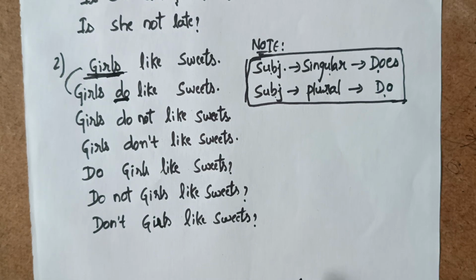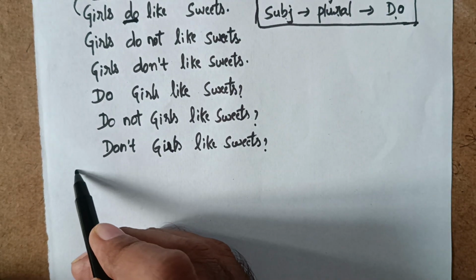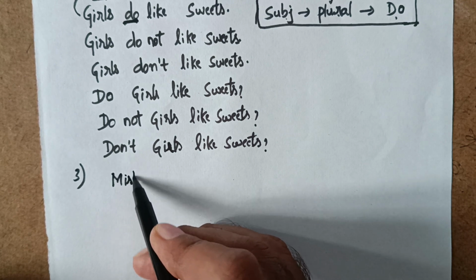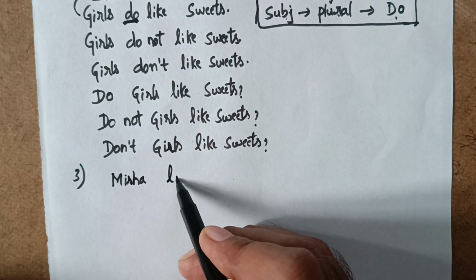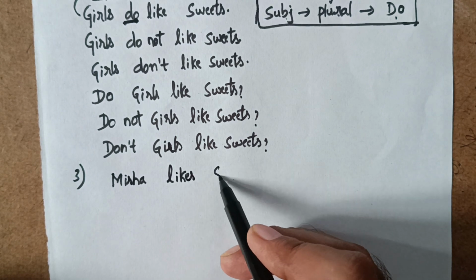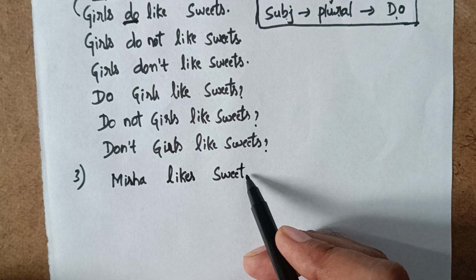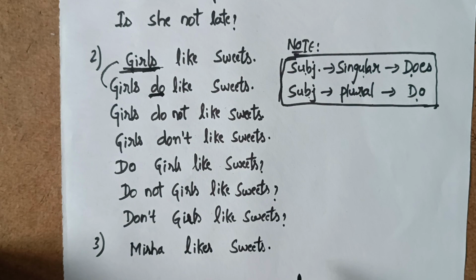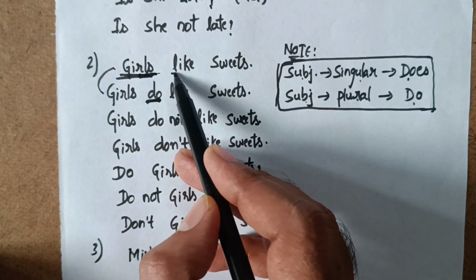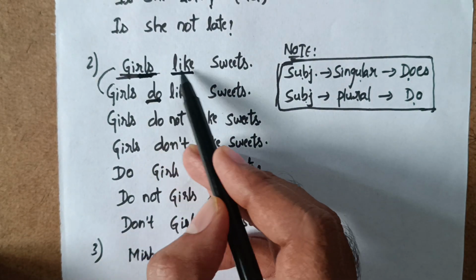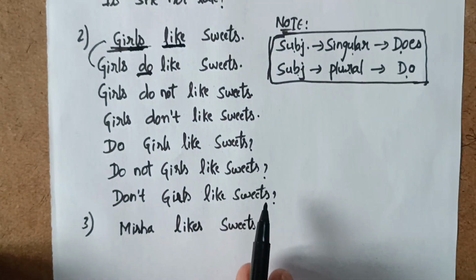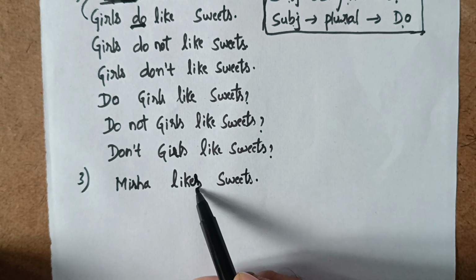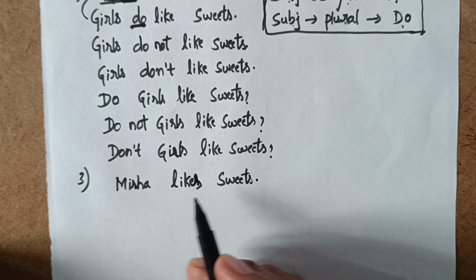Next, let us make another statement. Misha likes sweets. See here, girls is there, so I am writing girls, plural, like. Here Misha is there, so I am writing likes, I am adding S. Misha likes sweets.